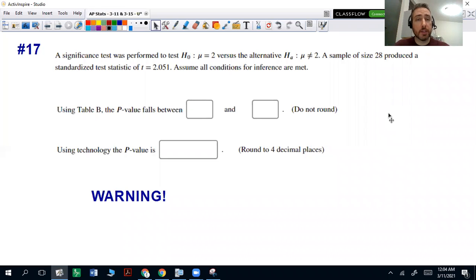Guys, I struggled with this one on Sapling. I went through and did all these questions before I presented them, and Sapling has this question incorrect. So let me tell you what it should be, and I'll tell you what Sapling put on there.